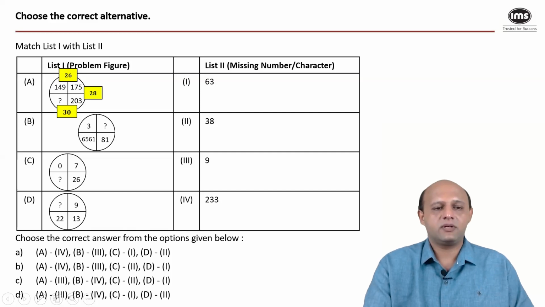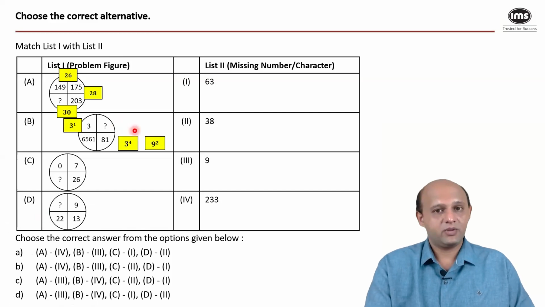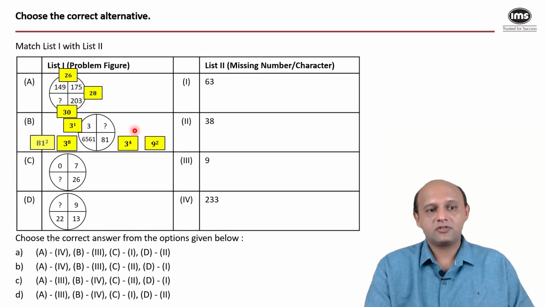Now let's look at the next one. Next one is interesting here. So you've got 3, we've got powers here. So 3, you don't know what this is. 81 is the 4th power of 3, but it is also the square of 9. Okay. We've got 6561, which is the 8th power of 3, but that is also the square of 81.